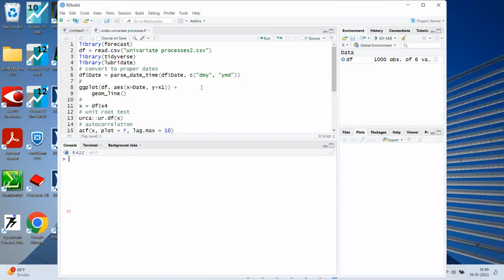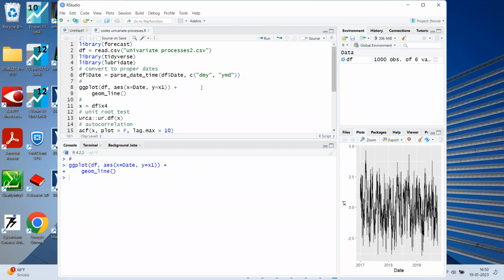Okay, so let's see what the code is going to do. Let's plot this x1. You see that x1 has been plotted, and I'll discuss shortly that this graph moves around a constant mean. So chances are very high that this one is stationary. We have a specific test for it. Graphically, it appears to be stationary.